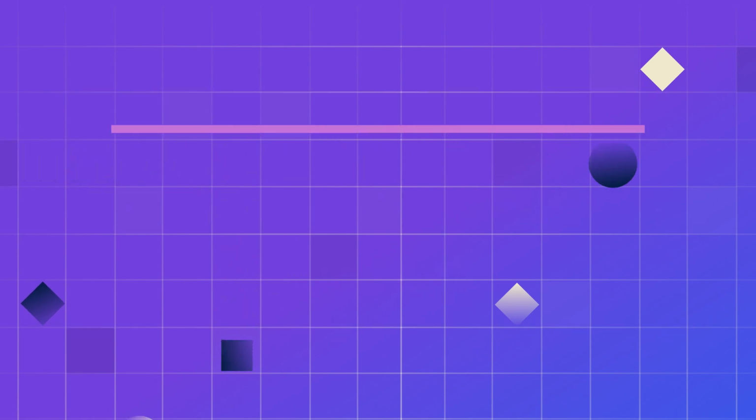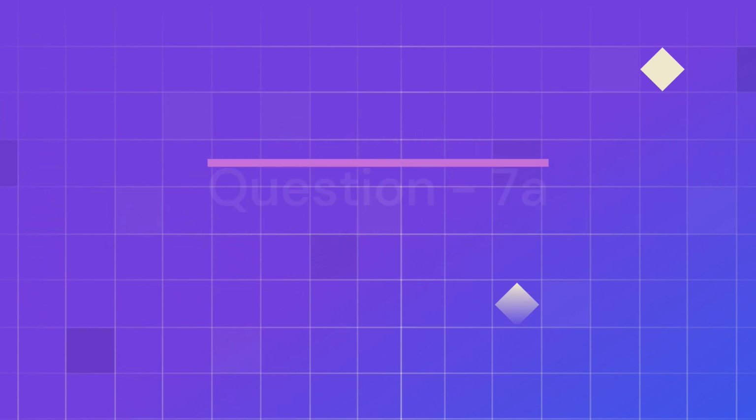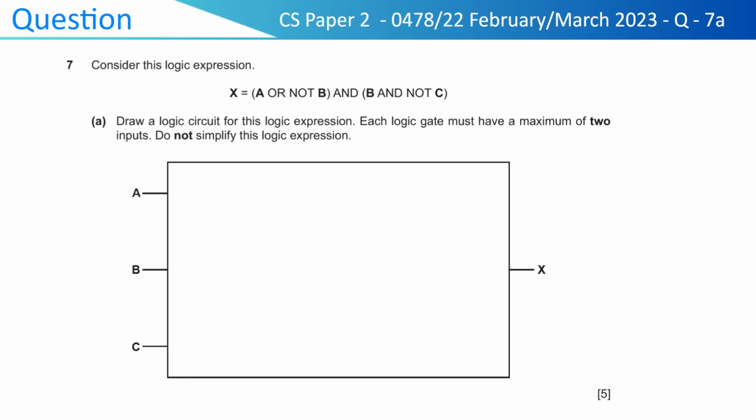Today we are going to solve question number 7 part A of the 047822 February-March 2023 past paper. The question is, consider this logic expression: X is equal to A or not B, and B and not C. Draw a logic circuit for this logic expression. Each logic gate must have a maximum of 2 inputs. Do not simplify this logic expression.